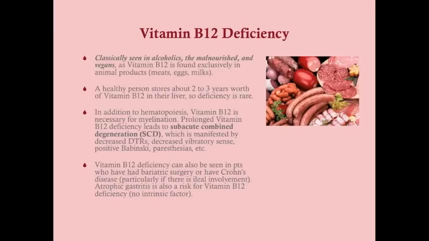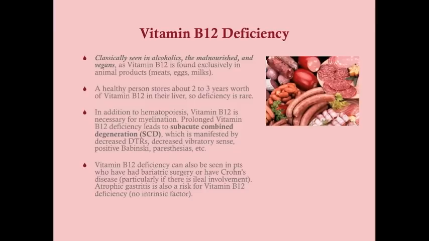Vitamin B12 deficiency, in addition to being seen classically in alcoholics, malnourished, and vegans, can also be seen in patients who have bariatric surgery, people who have Crohn's disease, and patients with atrophic gastritis, which is an autoimmune disease. So why is it seen in people with bariatric surgery? Well, the way we cut out part of their stomach, it cuts out the part that secretes intrinsic factor. And intrinsic factor is necessary for absorbing vitamin B12. So that can be a problem, particularly if they have the Roux-en-Y bypass surgery.